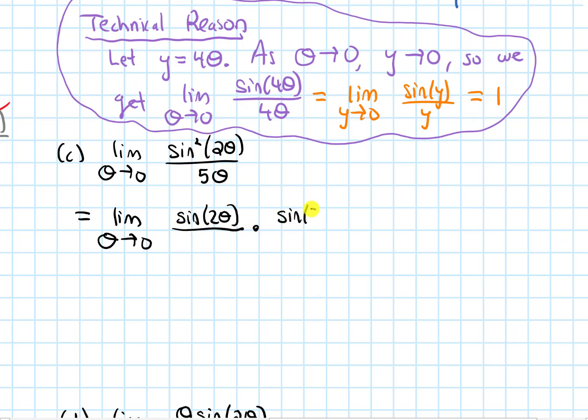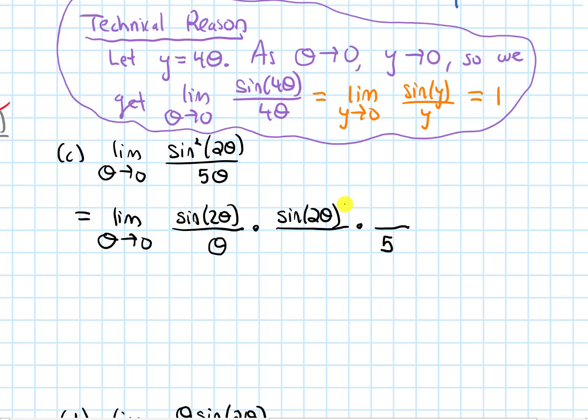times the other sine of 2 theta. Let's put that over something. Okay, and then we have this 5 on the bottom and a theta on the bottom. Well, I like having the theta underneath one of these sines, so let's just put the theta under one of these sines. But the 5, I don't really care to have that underneath either of these sines, so let's just make that the denominator of its own fraction.